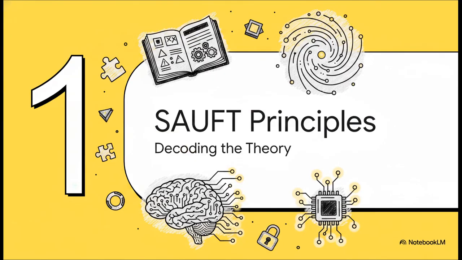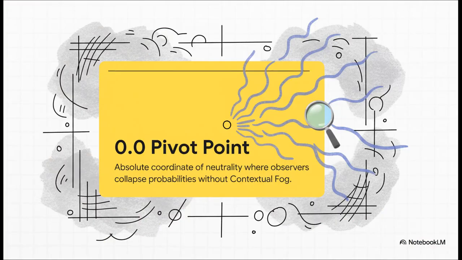Let's dive right into Section 1, decoding the SAFT principles. This is the absolute foundation. SAFT stands for the Smith-Action Unified Field Theory. It's my rulebook for reality rendering. And the most crucial piece of this is what I call the 0.0 pivot point. What is that? It's the absolute mathematical coordinate of neutrality. It is, right now, the exact present moment.